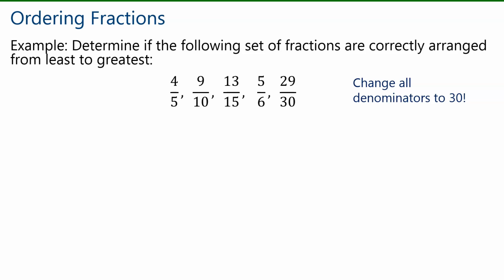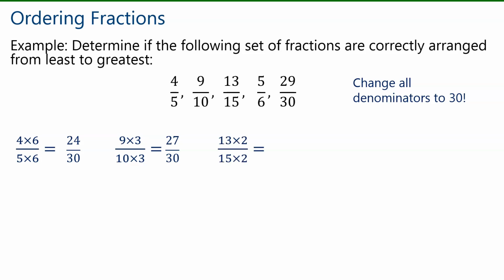So let's start with 4 over 5. What do we need to multiply 5 by to get 30? That is 6. So multiplying 4 and 5 by 6 gives me 24 over 30. Now 9 over 10 can be multiplied by 3 to give me 27 over 30. 13 over 15 can be multiplied by 2, giving us 26 over 30.